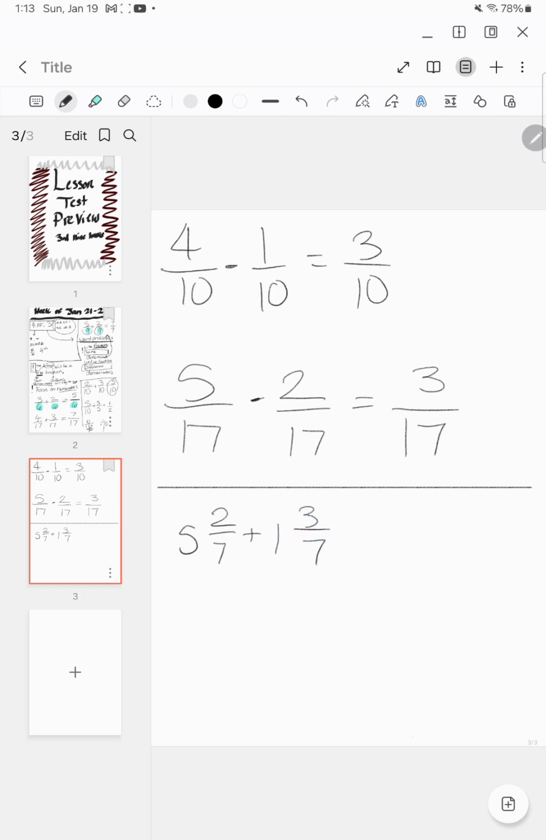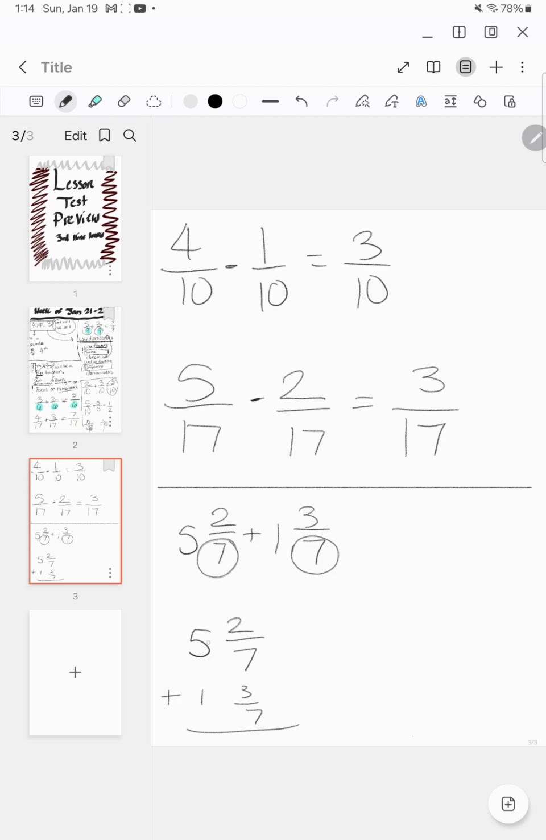Well, the best thing for you to do, just like with regular adding, you can just stack the numbers. So I would stack the bigger number on top. And because that 5 is there, I'm going to make that bigger because 5 is also bigger than 1. And I got my 1 and 3 sevenths. Again, these are both like because they still have the same denominator. So these are still like fractions or like mixed numbers.